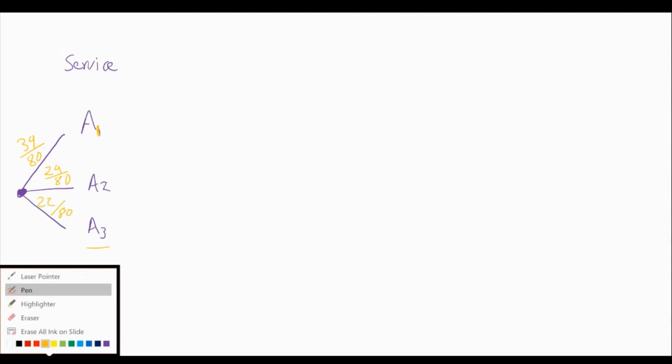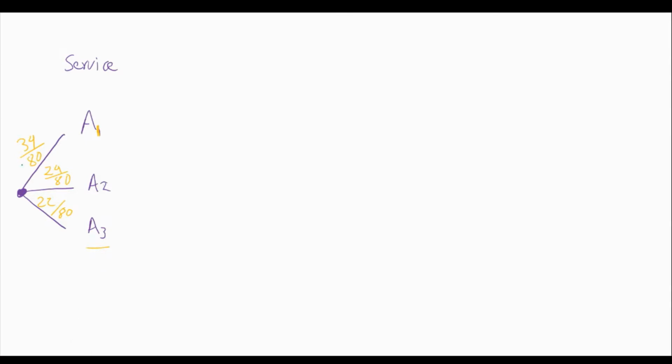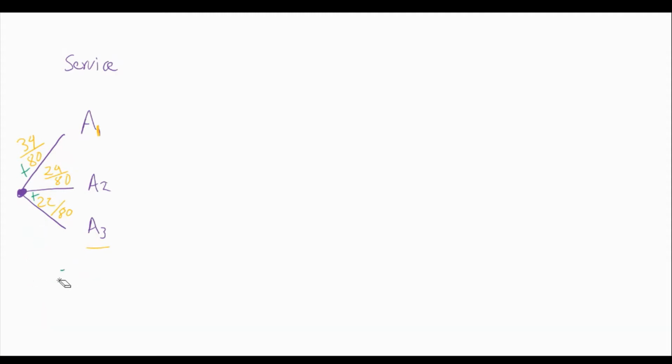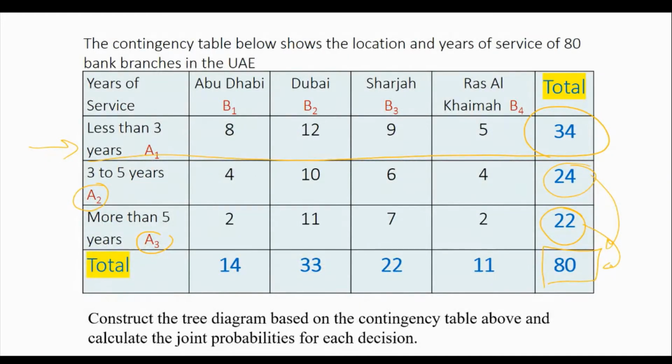So if I were to count them all together, you have 34 plus 24 plus 22. That means that you have a total of 80 branches divided by 80, which is 1. You have all the branches here. You have all the possible outcomes, which means that your list is collectively exhaustive. You have all your possibilities. All right, so we have now the service. Let's go and check out the rest of the information here.